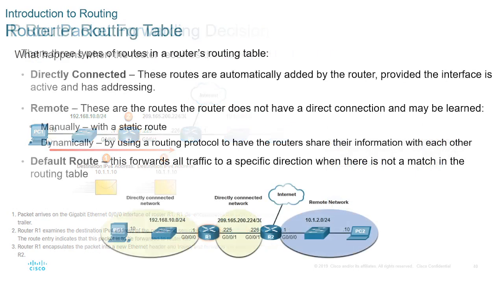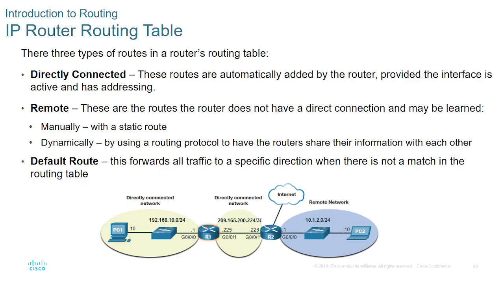So a router will have what they call routing tables. The routing tables determine where a packet is going to be sent. Routing tables help routers make decisions on where to send data. Now, there are a number of routes in a routing table.